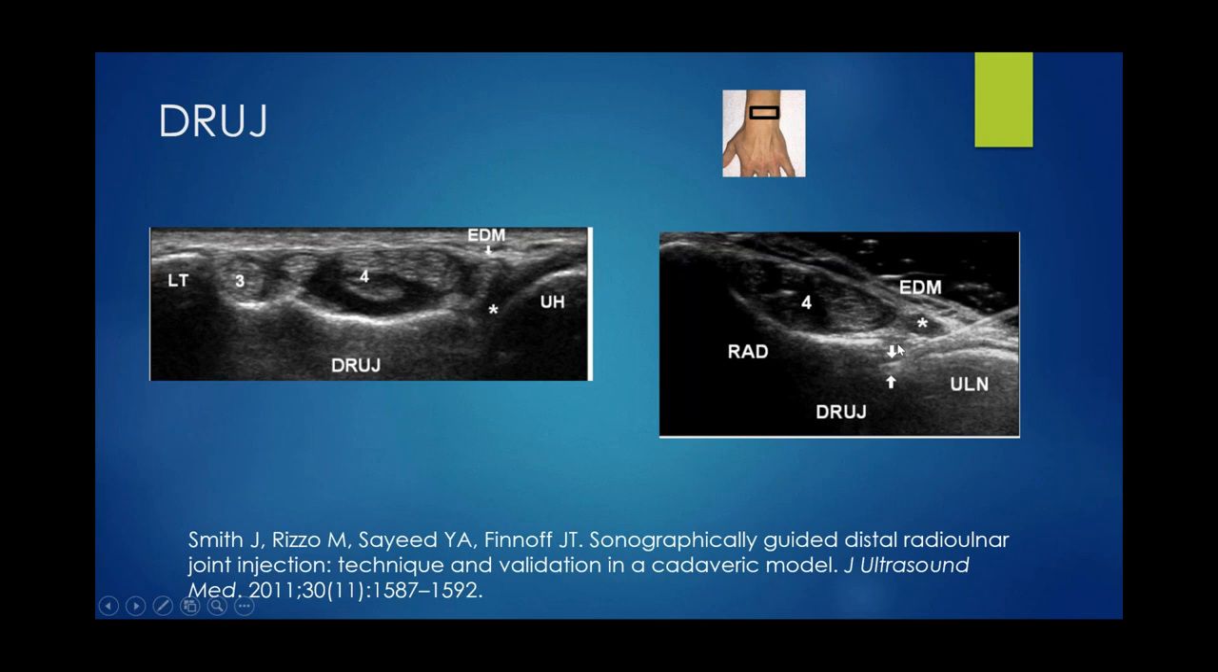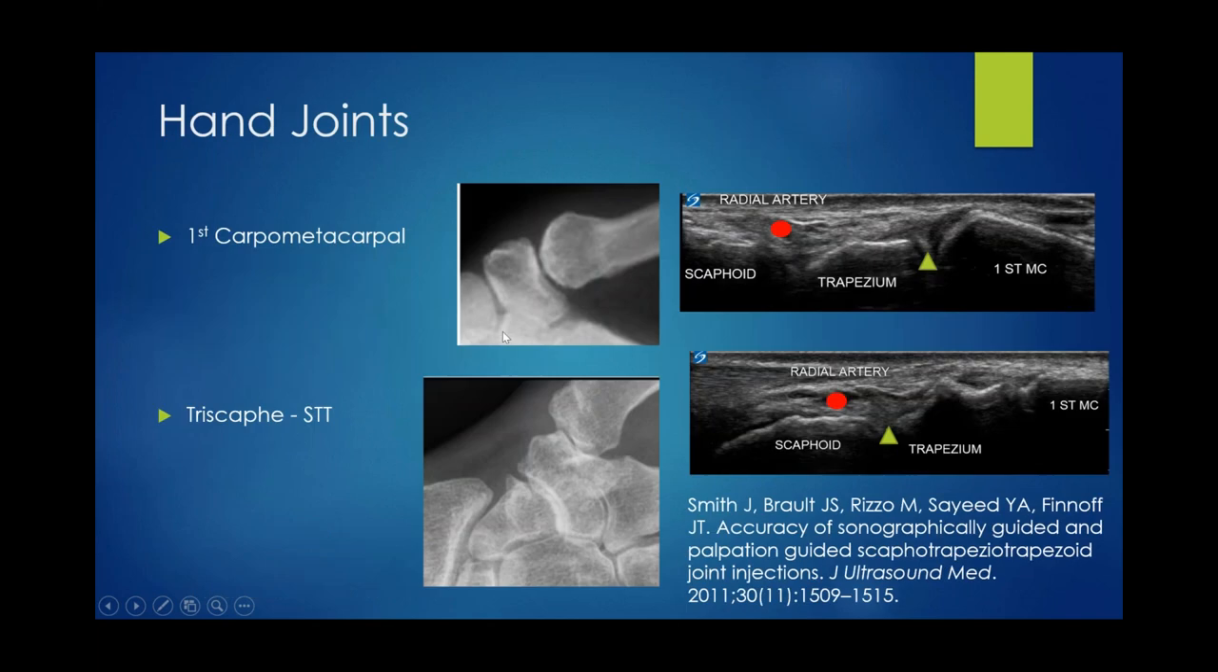The hand joints, while they're more commonly assessed using radiographic imaging as depicted here, can be visualized on ultrasound, where you may see joint effusions, subluxation or displacement of the bones, as well as osteophytes.